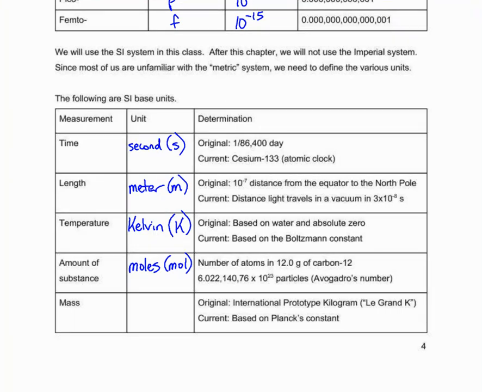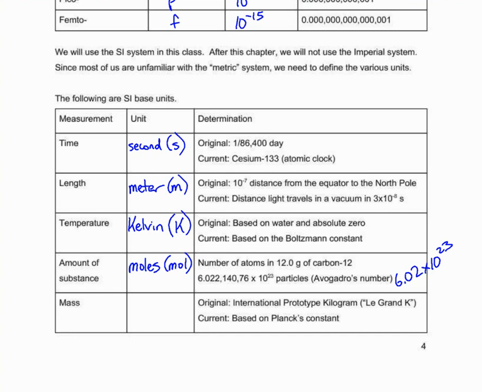This is an exact number of particles. This is the number 6.022 and so on times 10 to the 23rd, which we would abbreviate to 3 significant figures. We'll talk about significant figures later in this unit. So 3 digits, 6.02 times 10 to the 23rd. This is a very large number.